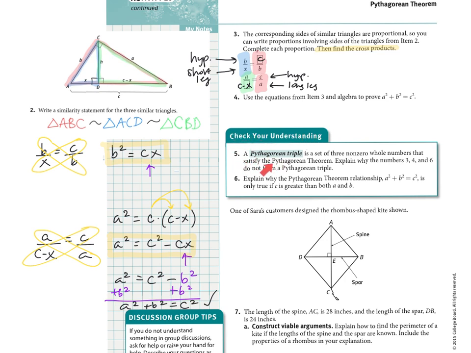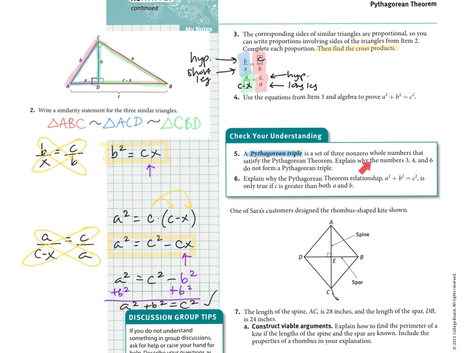Let's look at our check your understanding section. Here we're introduced to this idea of a Pythagorean triple. A Pythagorean triple is a set of 3 non-zero whole numbers. So they can't be 0 and they can't be negative numbers. They're whole numbers, so there's not going to be decimals or fractions. So 3 non-zero whole numbers that satisfy the Pythagorean theorem. What I'm saying is that we could come up with 3 numbers where if I put them into this formula, they will always work.